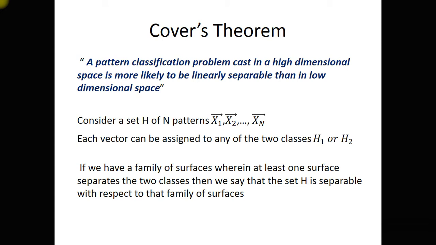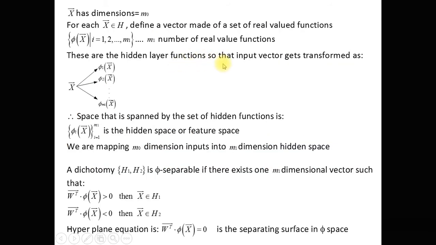In a similar way, just like the family of lines, with so many lines passing through which can be used for separation, we can have a family of surfaces. So let us say x bar, that is your input vector, has m0 dimensions. For each x belonging to the set H, we define a vector made of a set of real valued functions, which we call the discriminant functions here.